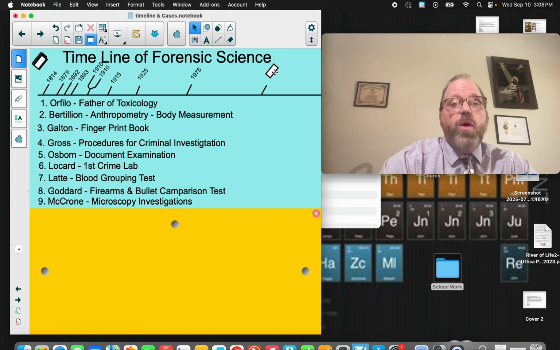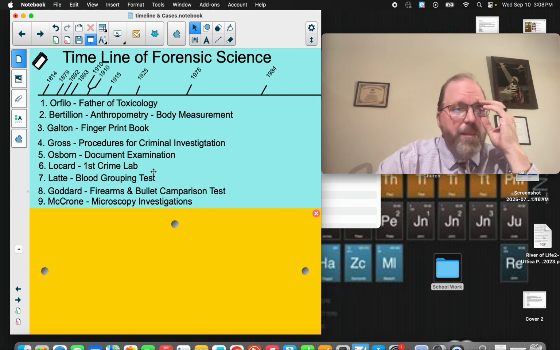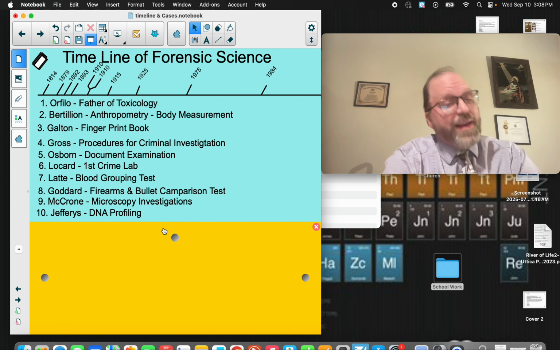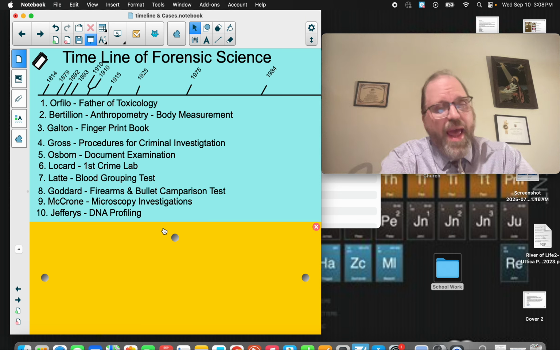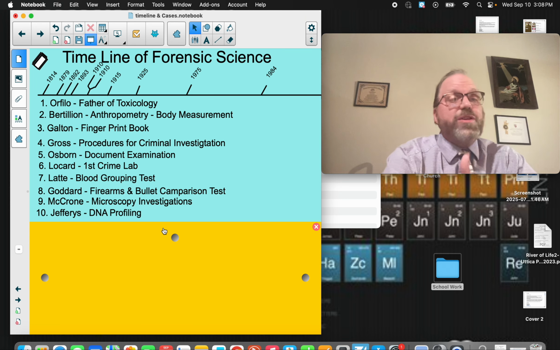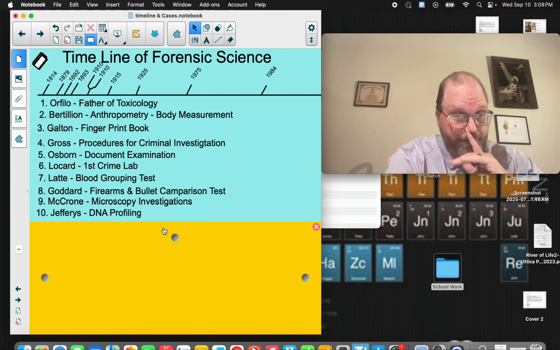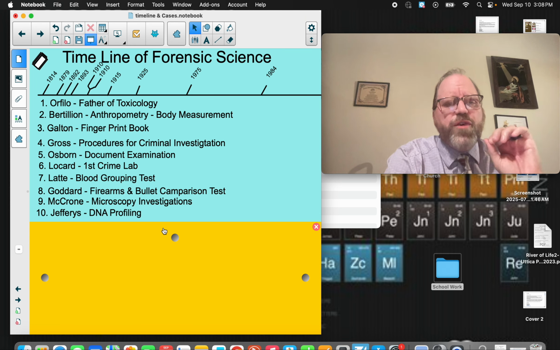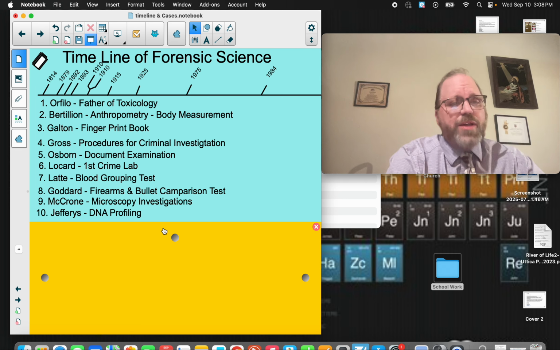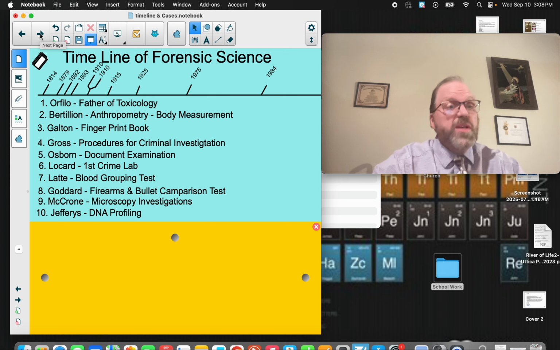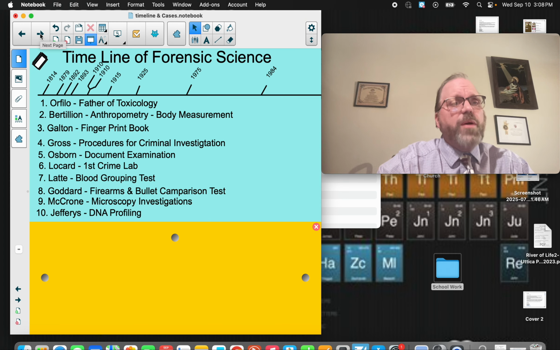And the last one, the big one, the largest one, was in 1984. I remember this one because it was a really big event, and it dealt with Sir Alec Jeffreys, another British, and he did DNA profiling in terms of forensic. Now, Jeffreys didn't discover DNA, but he's the first to apply it to forensics as a way of investigation. And then from there, DNA just totally exploded. So those are the 10 important timelines.